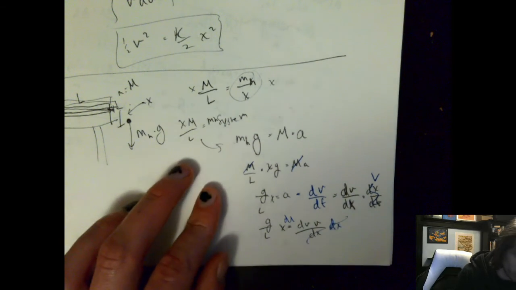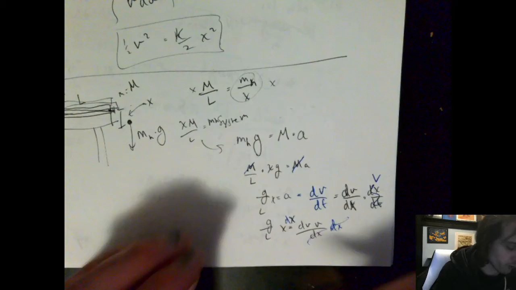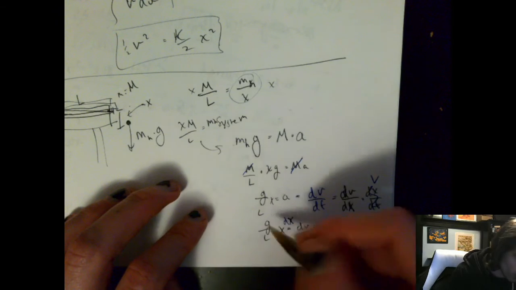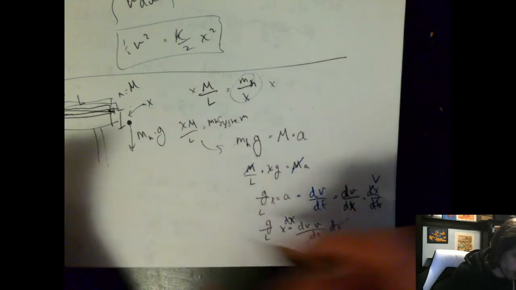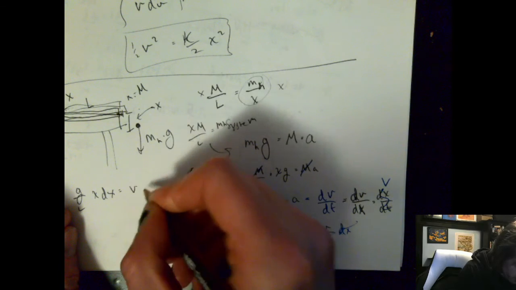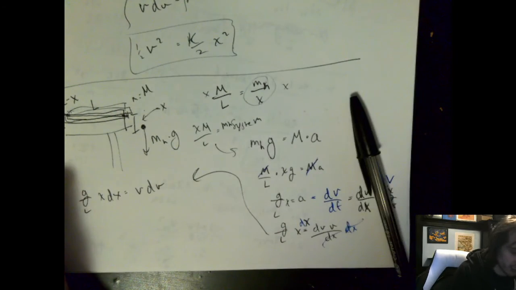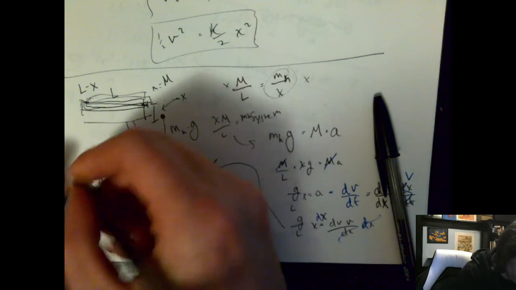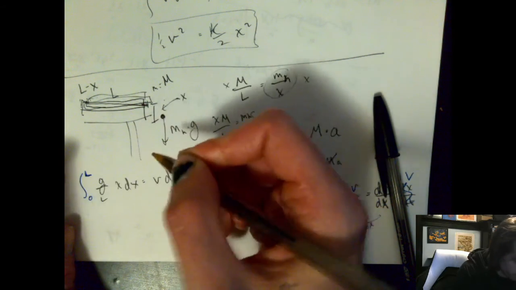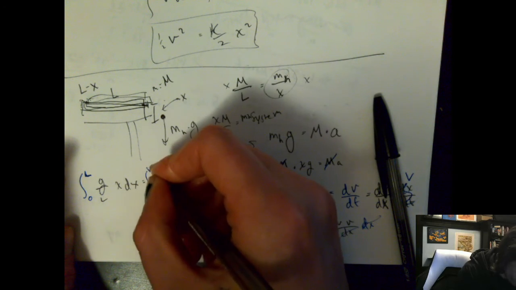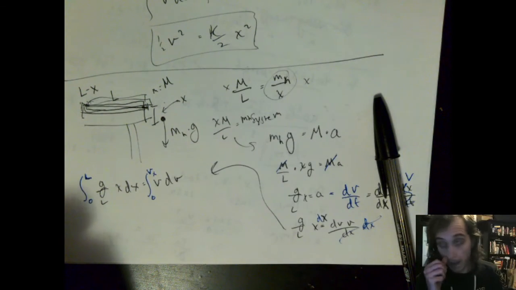Well, we're not quite done. Now we need to integrate this over the terms of our equation. In this case, I'm actually going to bring it over here and rewrite it. We've got g over L x dx equals v dv. We need to integrate from 0 until we get to the total length of L for the position. And for the velocity, we need to integrate from 0 to our final velocity that we still don't know yet.